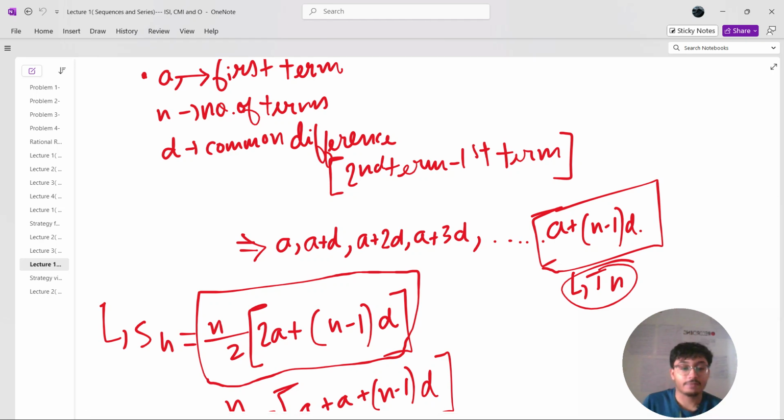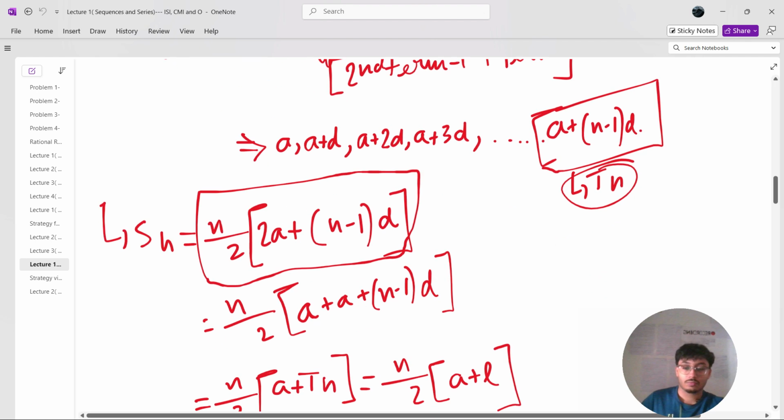So D is my difference, which is the only constant thing between the two terms and which links the two terms and also the series. So A plus D, A plus 2D, A plus 3D, all the way till A plus (N minus 1) into D. That is known as my Tn or the nth term.